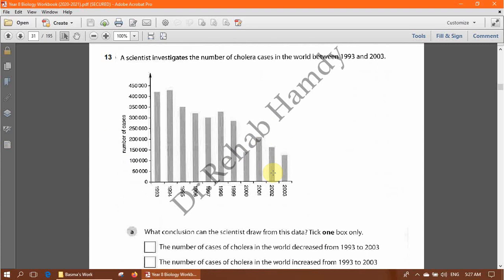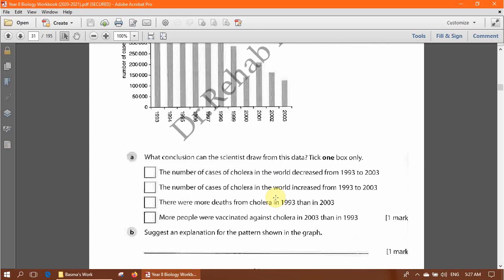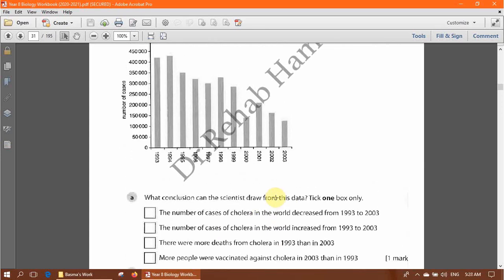Okay, what conclusion can you draw? This is statistics of the number of cases in different years of the people infected with cholera. So the conclusion that you can get from this experiment is the last one, which is many people were vaccinated in 2003 than in 1993. That's why we have fewer people infected with cholera.